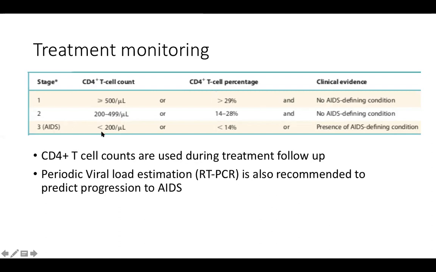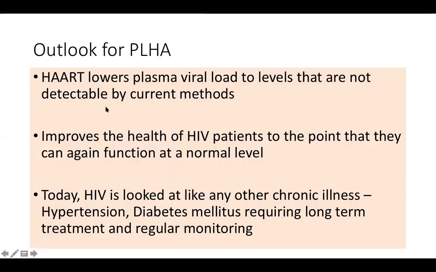Stage 3, or AIDS, is the terminal stage where CD4 counts are less than 200 and AIDS defining conditions are present. But now coming to the overall outlook for PLHA. What are PLHA? I didn't mention. On that global map showing distribution of HIV, I had mentioned PLHA. That means people living with HIV and AIDS. Anyone who is HIV positive and on treatment is known as a person living with HIV and AIDS.